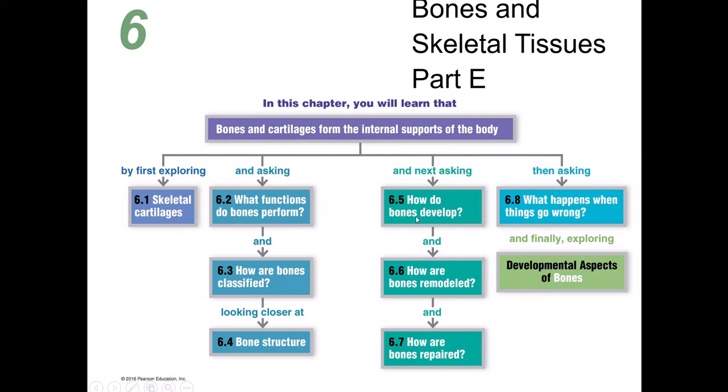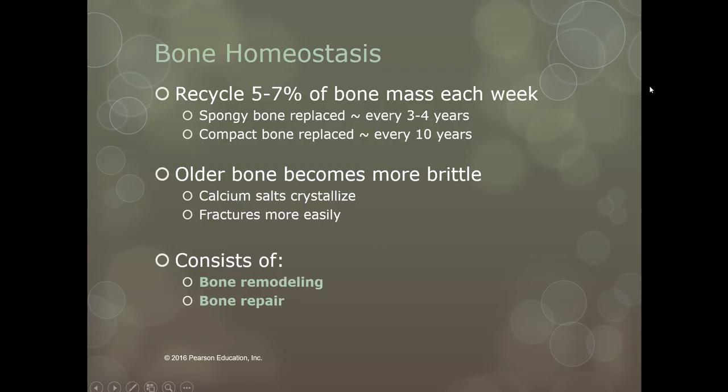We have developed our bones, and so now we've talked about how we make our skeleton, how our skeleton gets bigger. Well, now we're going to talk about remodeling and homeostasis for our bones. So you actually recycle about 6% of your bone mass each week. So your bones are constantly making and replacing the older tissue with newer tissue.